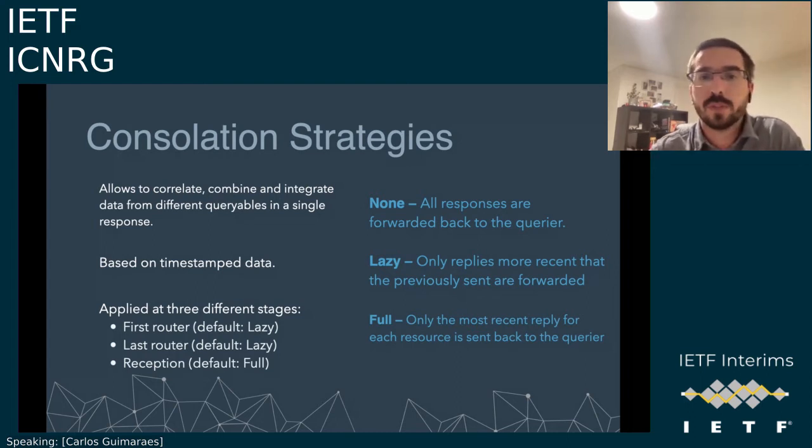So we have three different types of strategies. None, where all responses are forwarded back to the querier. We have the lazy strategy, where only replies that are more recent than the previous one sent are forwarded. And we have the full strategy, where only the most recent replies for each resource are sent back to the querier. These consolidation strategies are applied in three different stages while delivering the query reply: in the first router, in the last router, and in the reception node. And if we look here at the default values that are applied in these different stages, lazy, full, these allow us to have eventual consistency by default when using Zenoh.